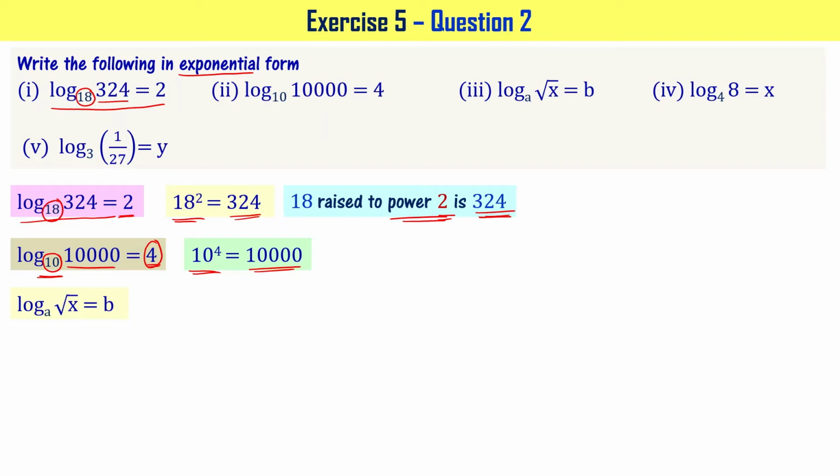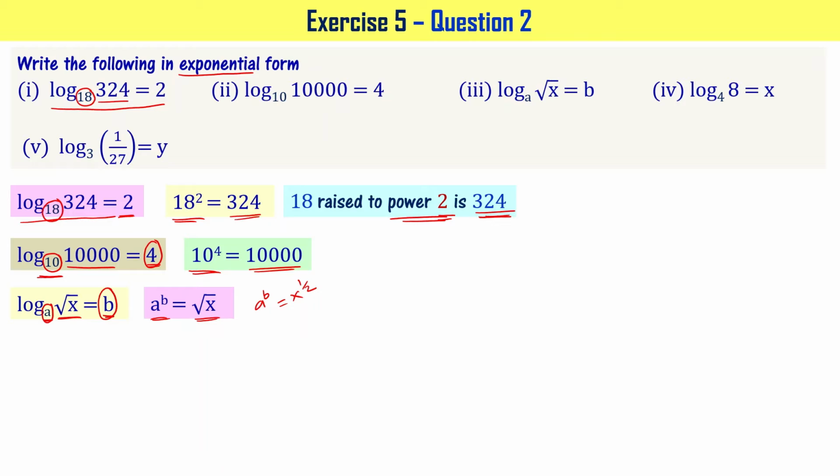Now let's look at the next one. That is log of root x to the base a equal to b, right? This is the base. We said base a. This is the base even in the exponential form. This particular b becomes the exponent or the power of a in the exponential form. So it is going to be a power b equal to root x. You can also write it as a power b equal to x power half also, right?